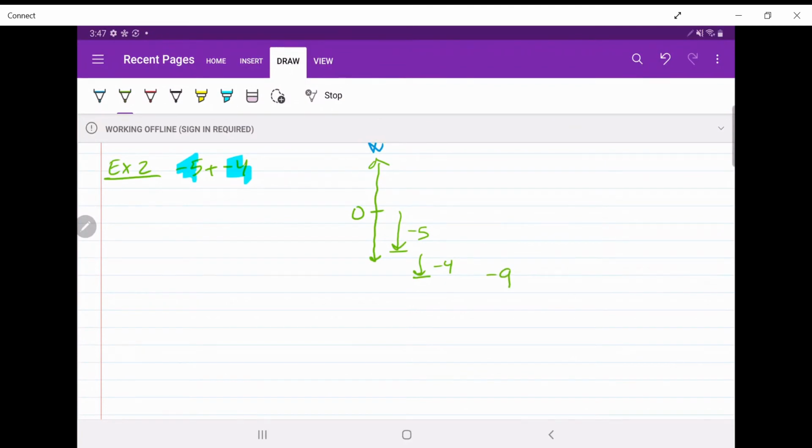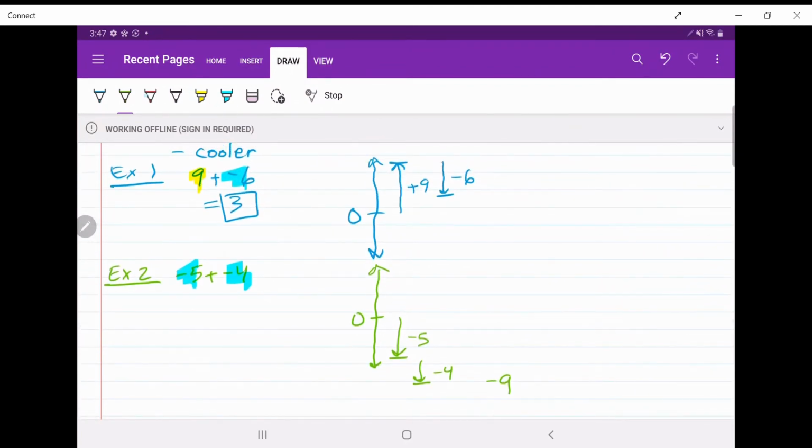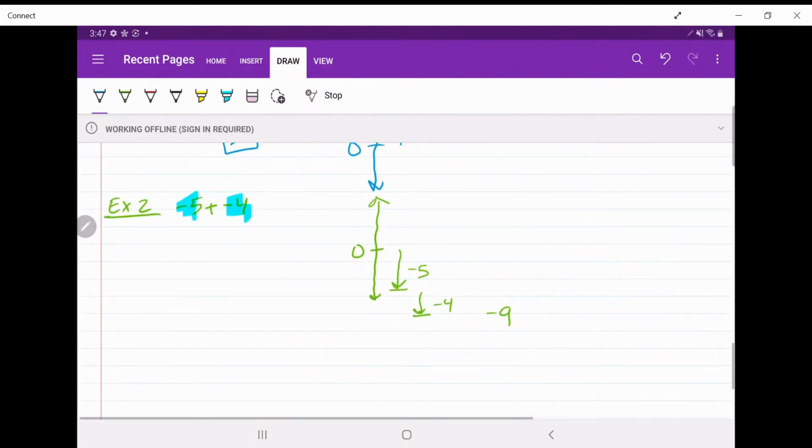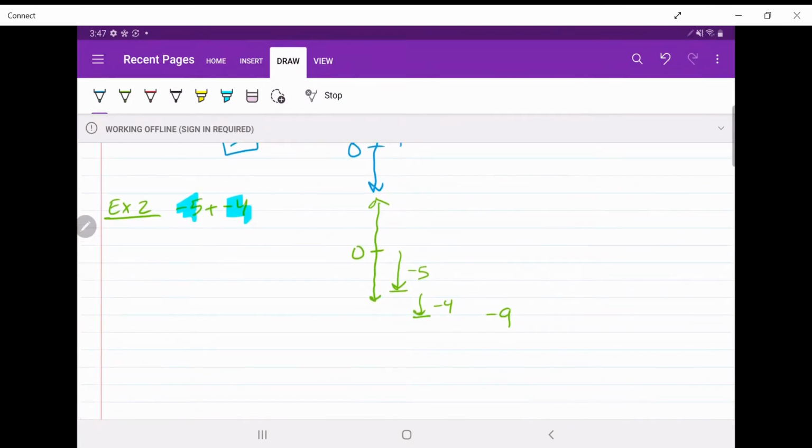And earlier the final temperature was going to be at +3 degrees. Because it got cooler and then it got even cooler. But now we're below 0 degrees by 9 degrees. So our final answer is going to be -9.